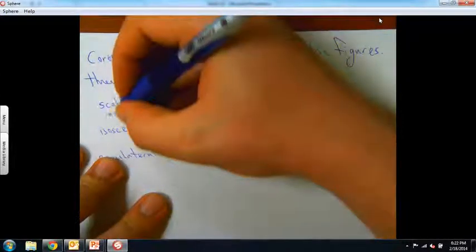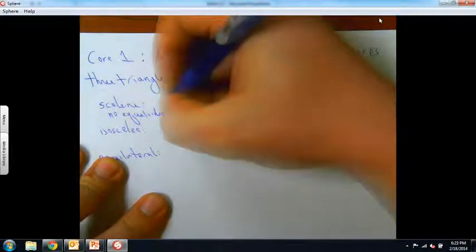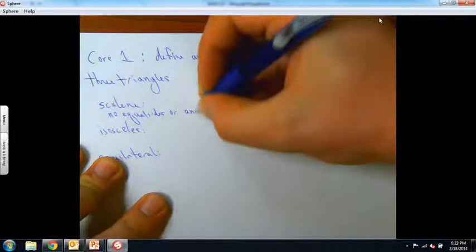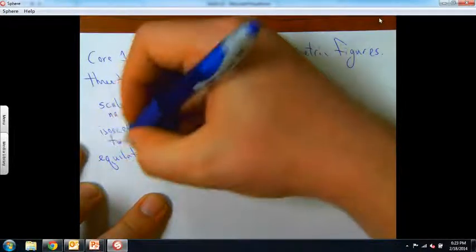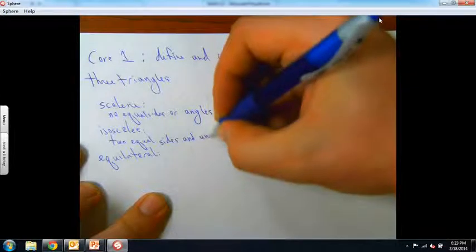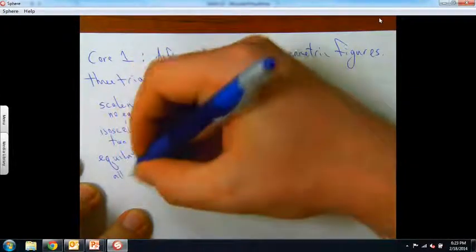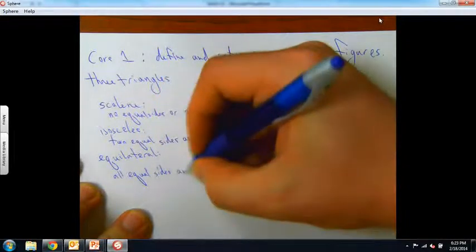Now, the scalene triangle has no equal sides or angles. The isosceles has 2 equal sides and angles. And the equilateral is all equal sides and angles.